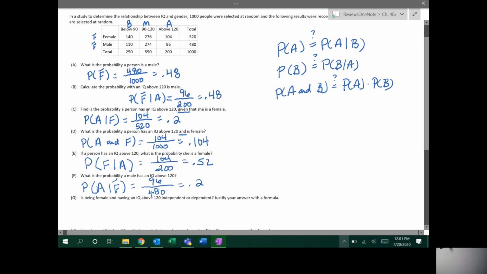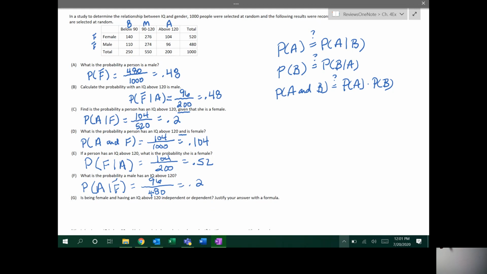It says, is being female and having an IQ above 120 independent or dependent? Another thing about independent questions, which may not seem too problematic right now, but will be by the end of this example, is except in rare circumstances, you should never use your common sense to answer this question. You should always justify, I called it here with a formula, one of these three tests, whatever you want to call it, to convince yourself, is it independent or dependent?